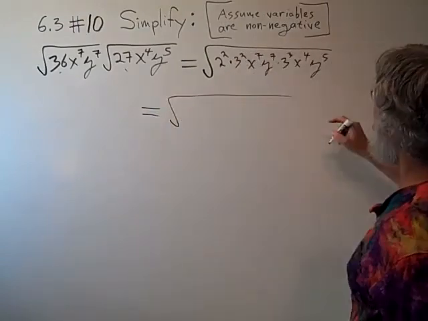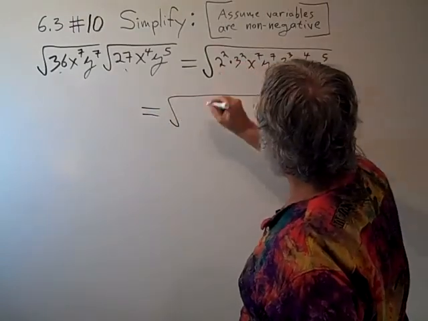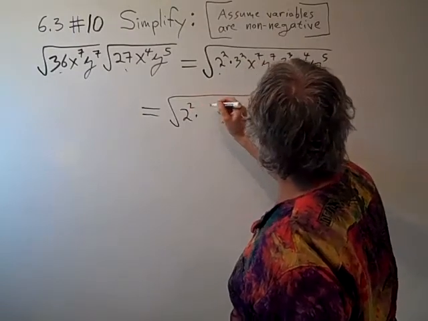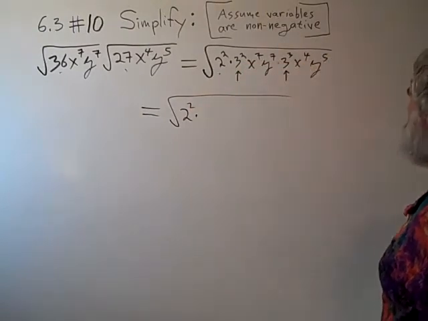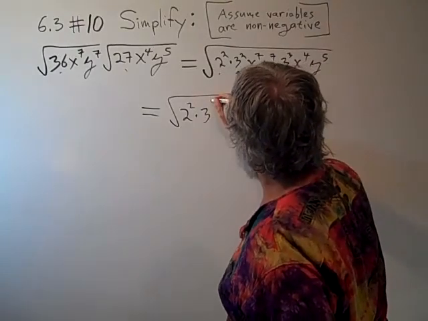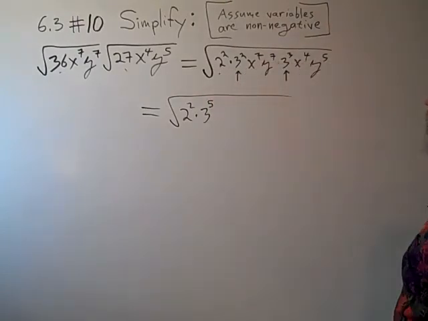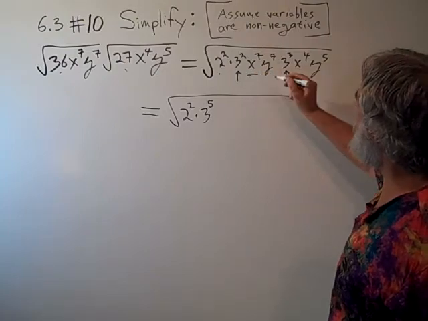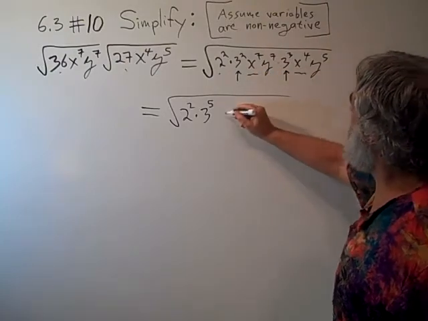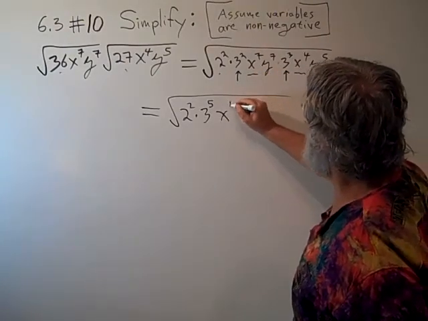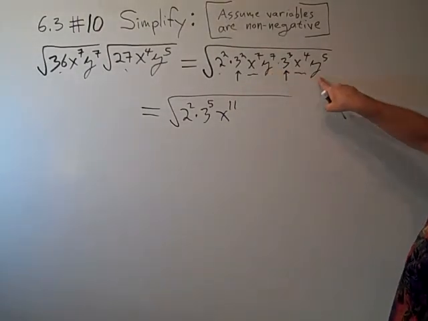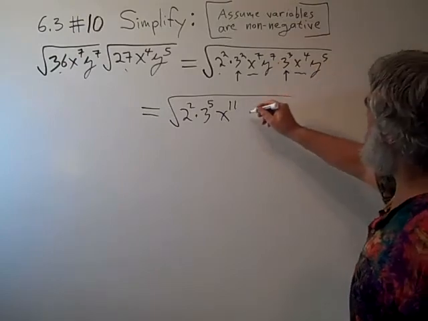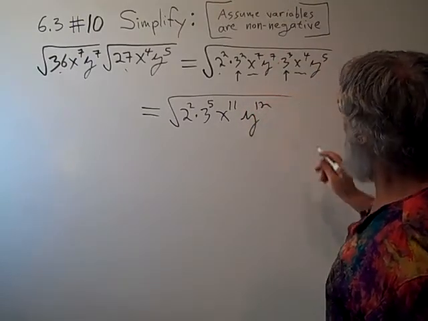So this becomes the square root of, we have 2 squared. We have 3 squared times 3 to the third power, so that's 3 to the 5th power. And then we've got x to the 7th power times x to the 4th power. That's x to the 7 plus 4 is 11th power. And y to the 7th times y to the 5th, 7 plus 5 adds up to 12, so that's y to the 12th power.